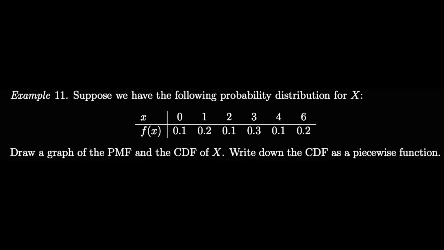So here we have example 11. It says suppose we have the following probability distribution for x, and here we have our distribution going from x equals 0 to 6, and our f of x is 0.1, 0.2, 0.1, 0.3, 0.1, 0.2. Then it says draw a graph of the PMF and the CDF of x. Write down the CDF as a piecewise function.